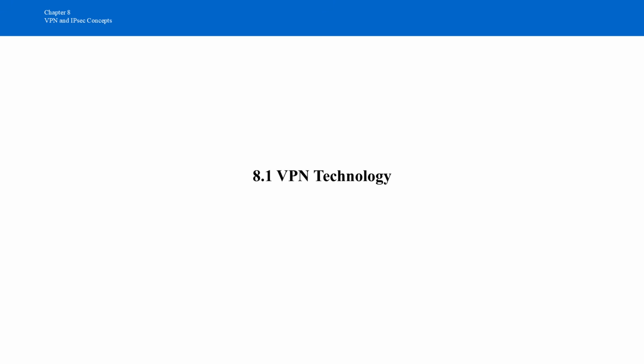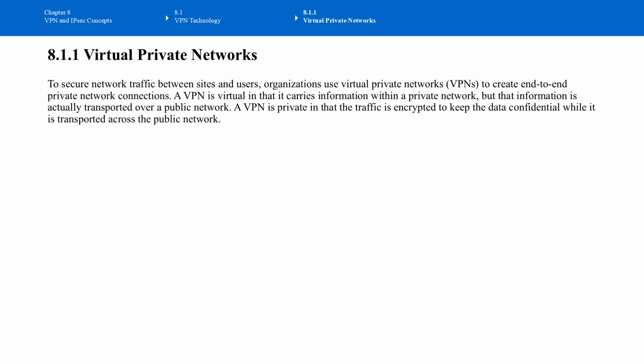8.1 VPN Technology. As organizations expand, employees often need to access company resources from branch offices, home offices, or while traveling. However, sending this sensitive data directly across the public internet is not secure. To solve the problem, organizations use virtual private networks called VPNs. So, what is a VPN?